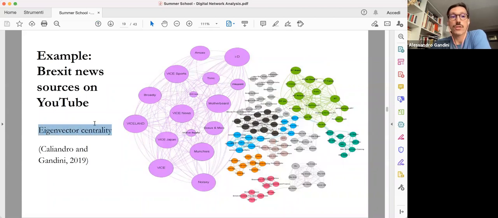Eigenvector centrality, third picture with the same data set here, and look at how the Vice cluster becomes relevant here. Eigenvector centrality means that for some reason, on YouTube, users find, and this is of course our inference, that the Vice News network was particularly reputable as a news source in relation to the Brexit debate in 2018. There may be reasons for it, which we don't know, but we can speculate. There may be demographic reasons, for instance. This is probably a set of channels that are watched most commonly by a certain demographic.